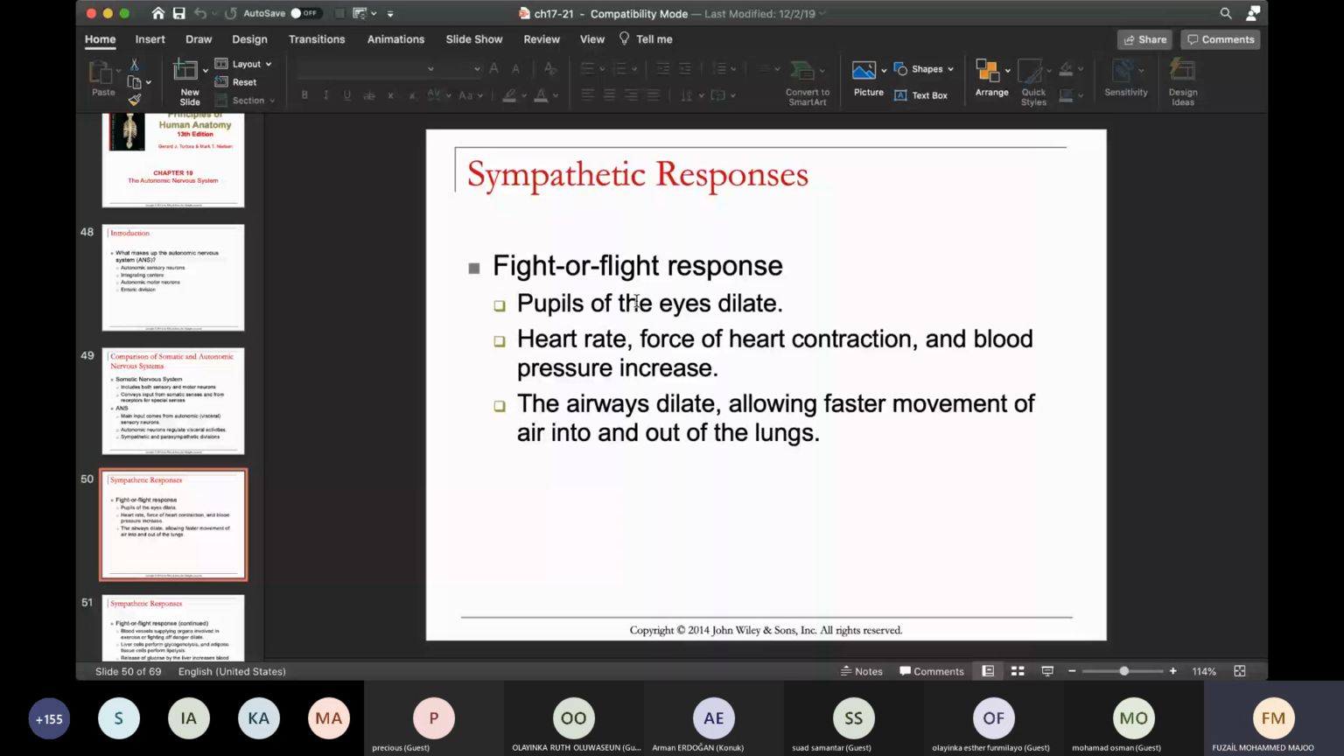Your eyes, the pupils are going to dilate right away. They get very wide because now they want to see what's going on. They want to get as much light as they can to process that. Your heart rate starts to increase. How hard the heart squeezes also starts to increase. So in other words, your blood pressure goes up, and your heart is contracting faster.